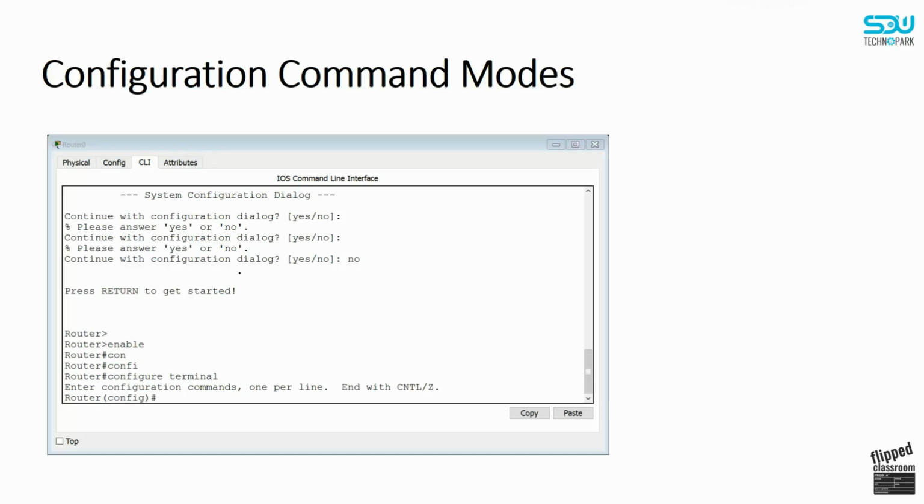Configuration command modes. If you want to configure a router with the date, or change the name of the router, or configure the IP address of an interface or the console line, you have to go to the global configuration mode. To enter the global configuration mode, you have to write configure terminal. And actually, I will make a demonstration of how to use some commands in the CLI of the Cisco router and switch in Packet Tracer.